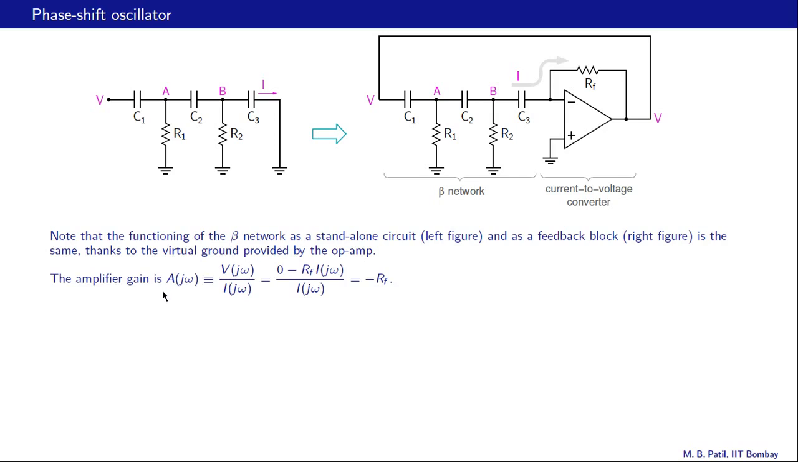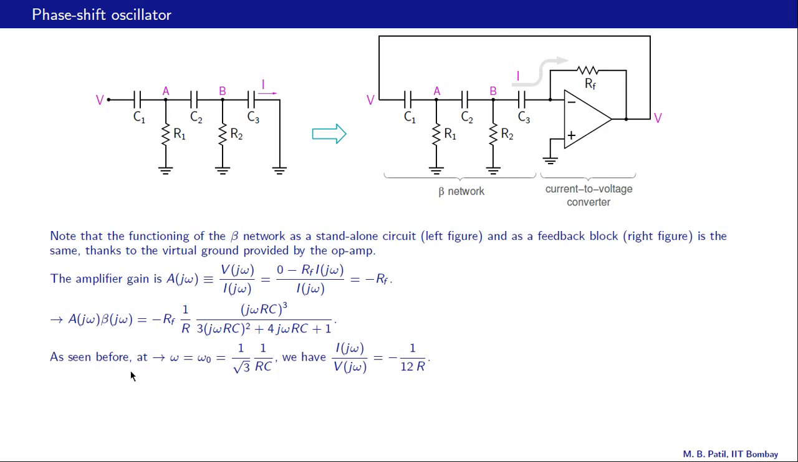Let us now find that gain, that is V divided by I. So the amplifier gain is A equal to V by I, and what is V? It is V minus this voltage drop. V minus is 0, the same as V plus, and this voltage drop is I times RF. So we have 0 minus RF times I divided by I, simply minus RF. So that is the gain of the amplifier. Okay, we can now write A times beta as minus RF times this whole expression, which is our beta, and we want that to be equal to 1 for oscillations.